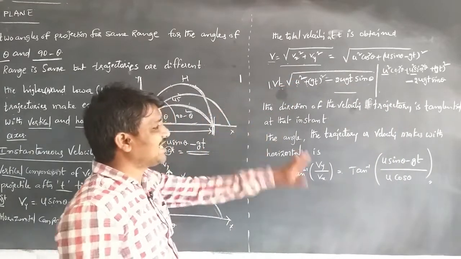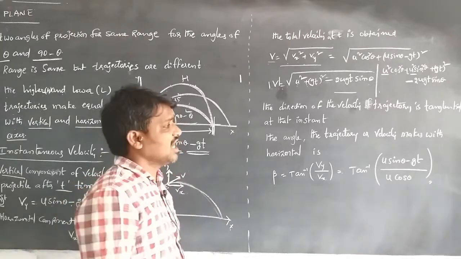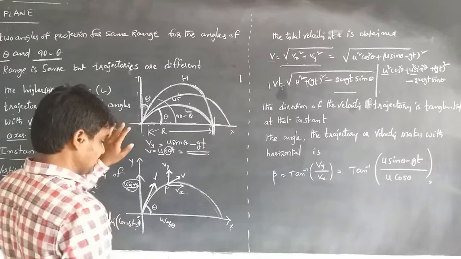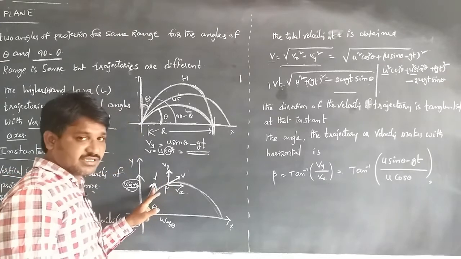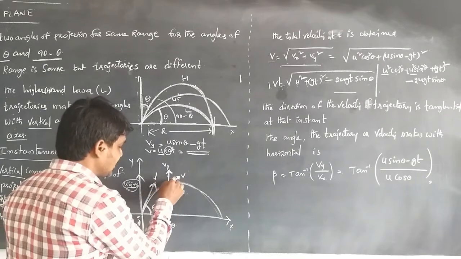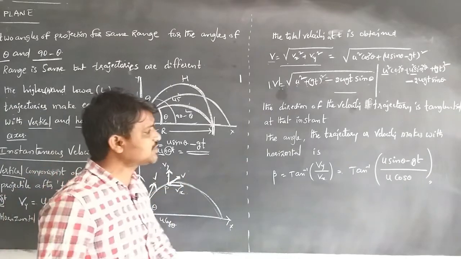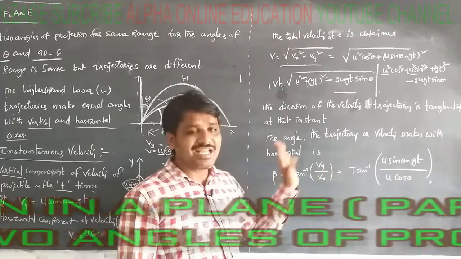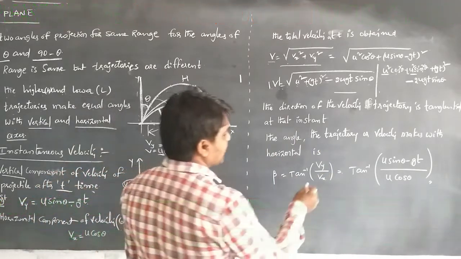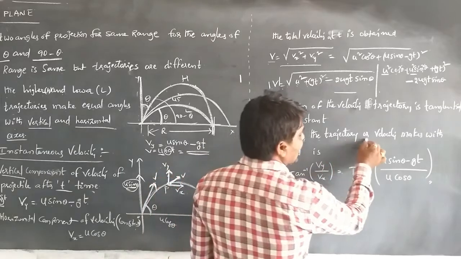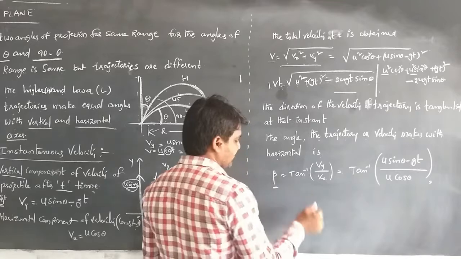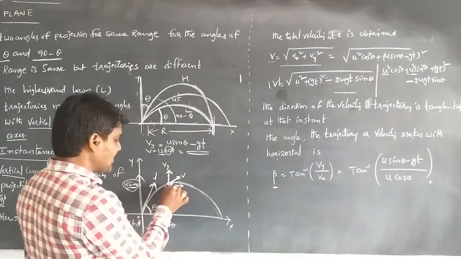The direction of the velocity on the trajectory is tangential. The velocity is tangential to the path at every point. At that instant, the angle that the trajectory or velocity makes with the horizontal is beta.